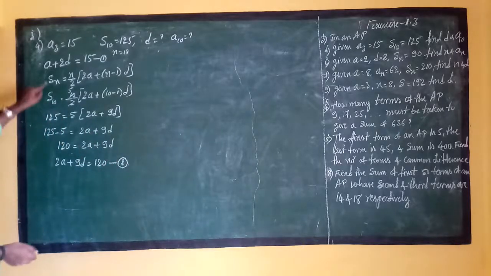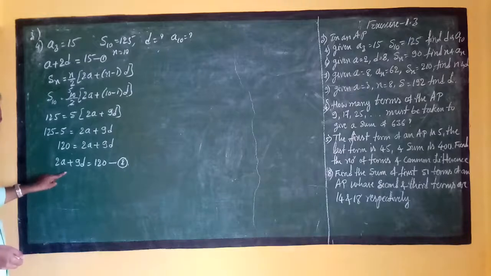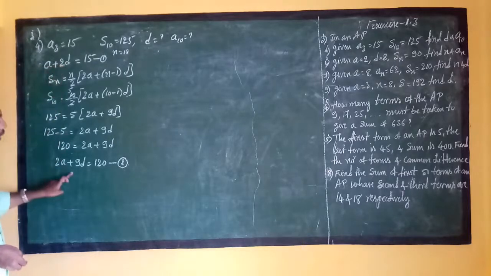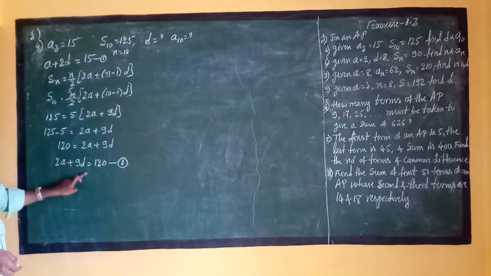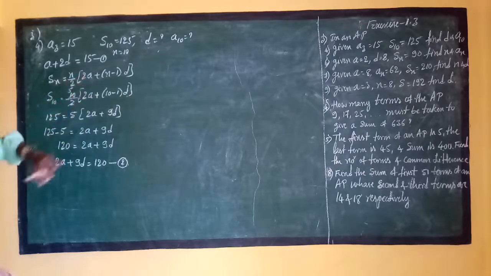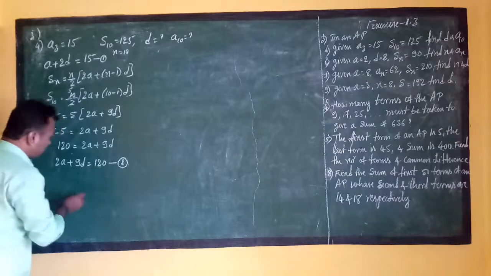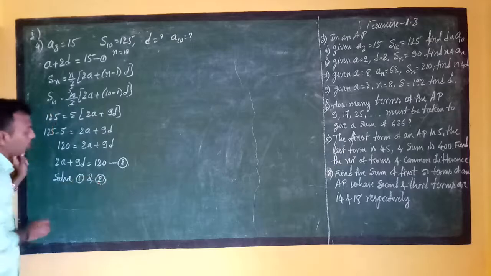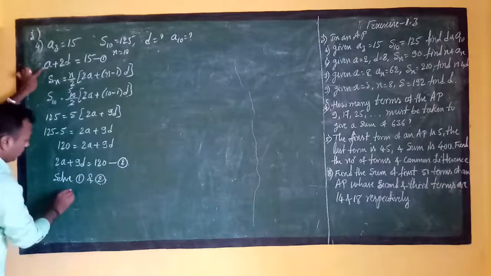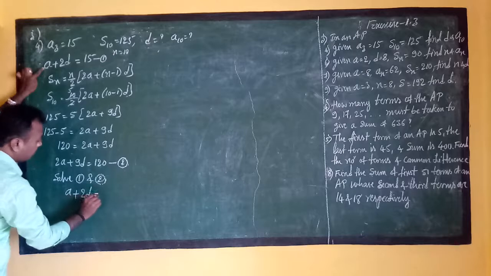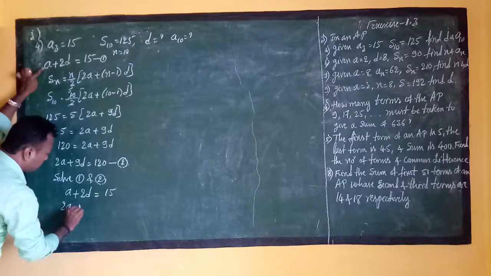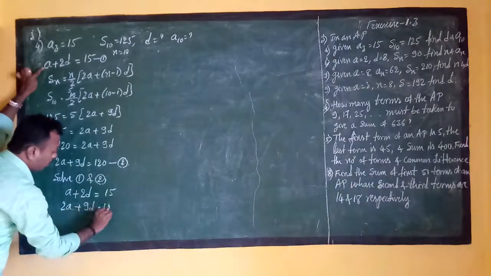Now solve equation number 1 and 2. We have to solve the pair of simultaneous linear equations. These two are equations, so we have to find the a and d values from these two equations. Then we can get A10. First we have to solve the first and second equations. What is equation number 1? a plus 2d is equal to 15, and secondly 2a plus 9d is equal to 120.